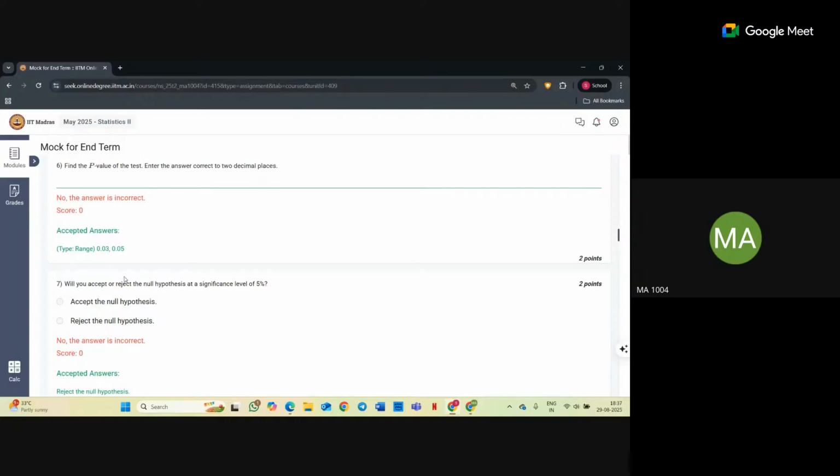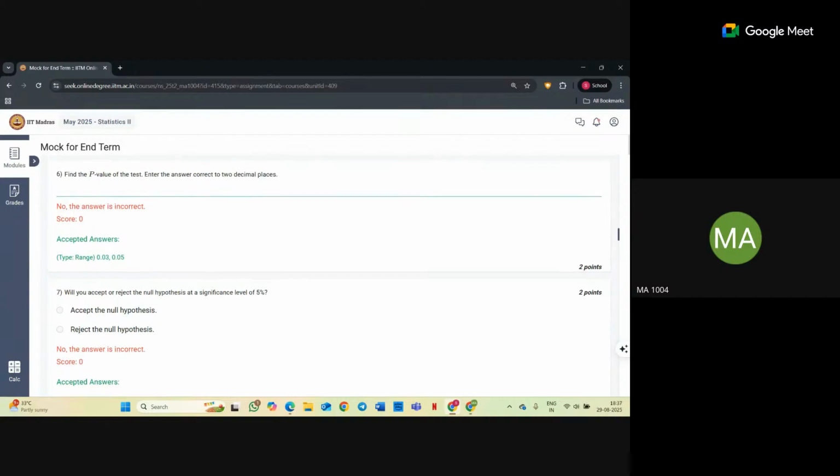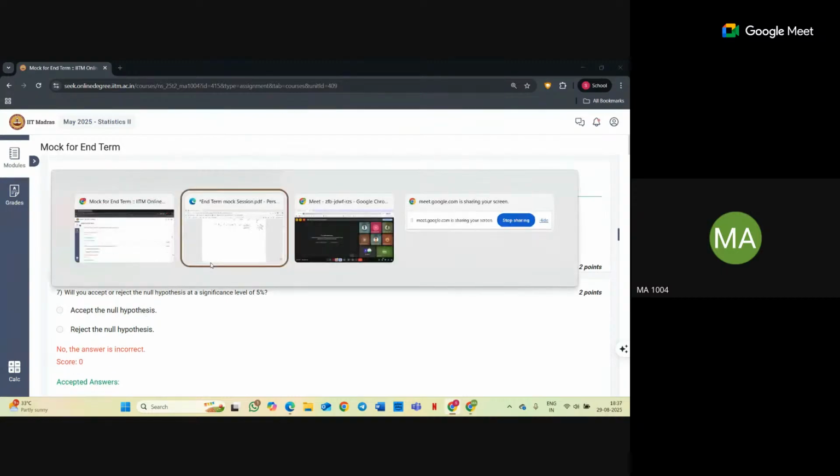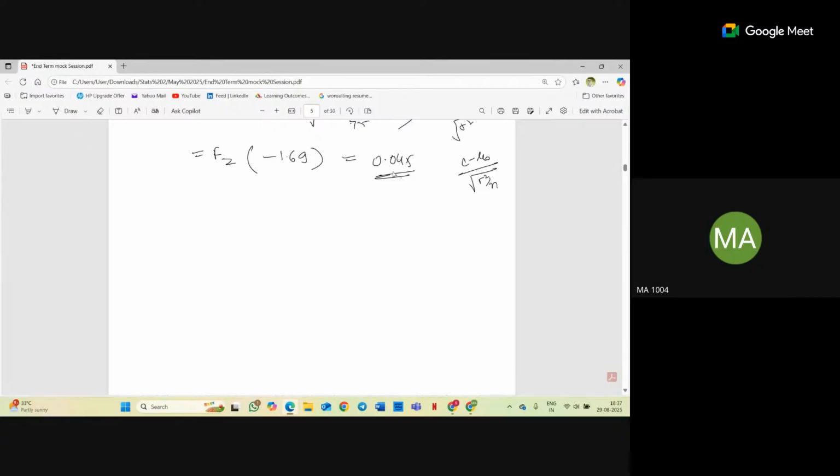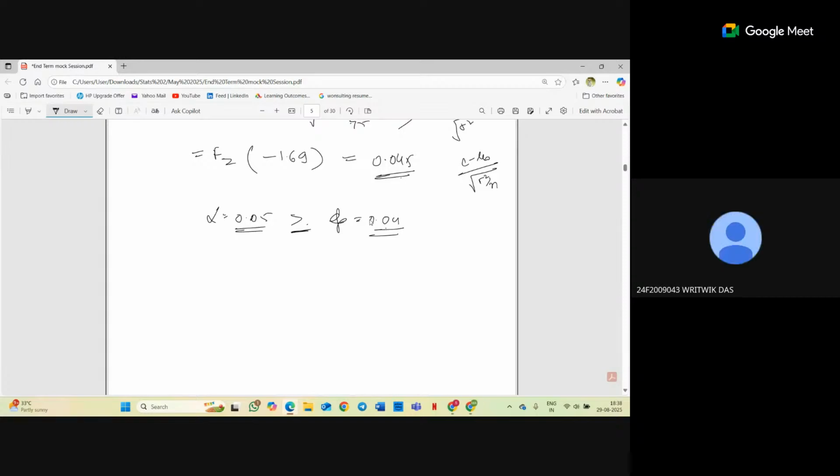Will you accept or reject the null hypothesis at a significance level of 5%? What is my p value here? P is coming out to be 0.045, right? And my alpha, they are saying, is 0.05. My p value is 0.045, which is less than alpha. So will I reject or accept the null hypothesis? We'll reject, ma'am, because it's too extreme. We will be rejecting the null hypothesis. Fine?